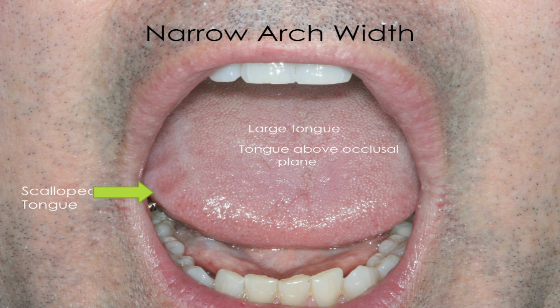There are several risk factors in this one slide. This patient has a narrow arch, a large tongue. Notice the tongue is above the occlusal plane, and there's a scalloped tongue. These are all risk factors for sleep-disordered breathing.